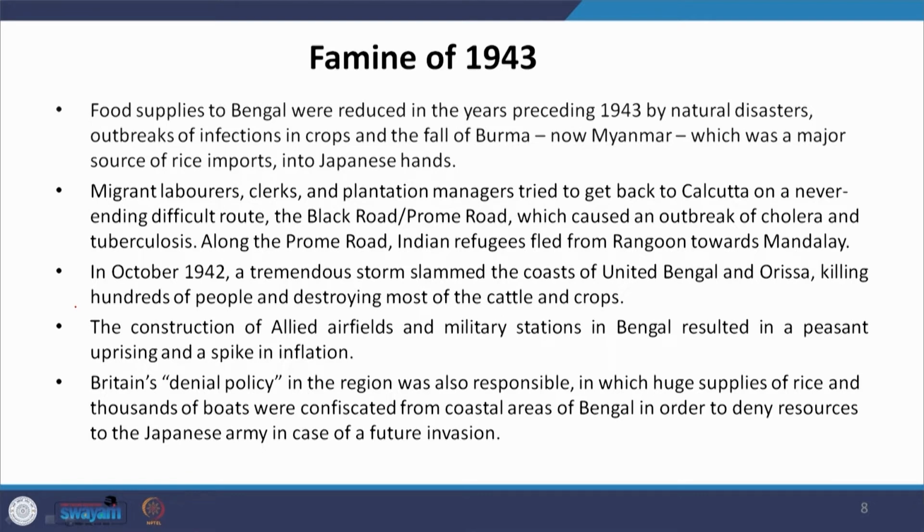At the same time, the construction of allied airfields and military stations in Bengal resulted in a peasant uprising and a spike in inflation. Britain's denial policy in the region was highly responsible, in which huge supplies of rice and thousands of boats were confiscated from coastal areas of Bengal in order to deny resources to the Japanese army in case of a future invasion. So, all these factors together led to the situation of famine, the great famine that we know. Through its agents, the government purchased vast amounts of rice from Bengal peasants for the war effort.